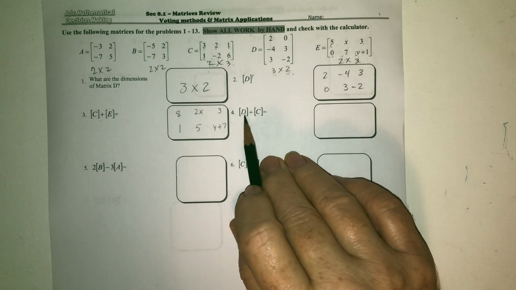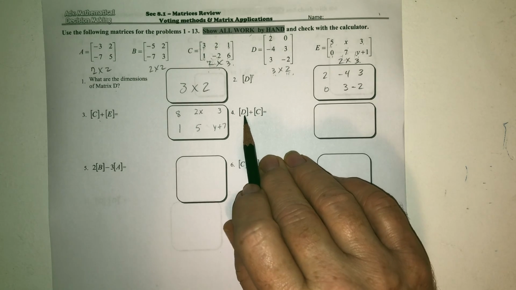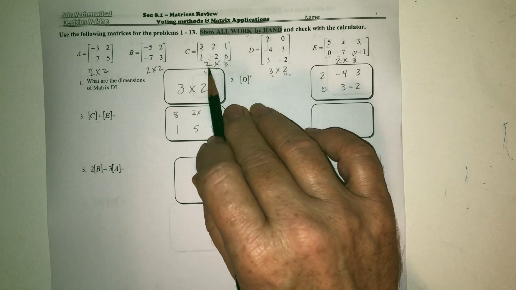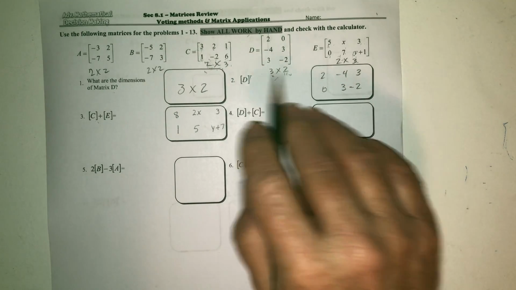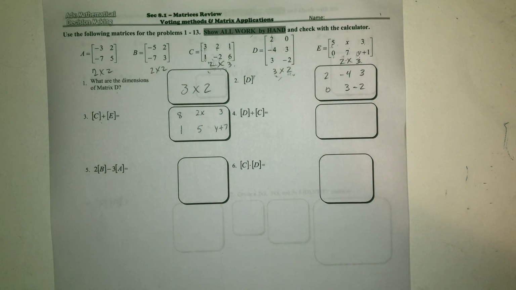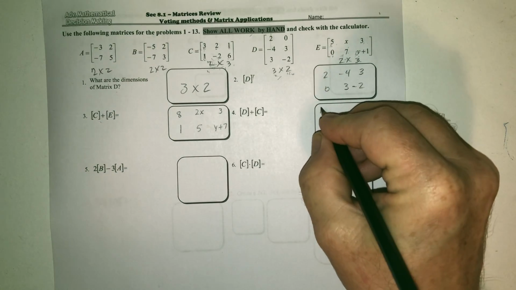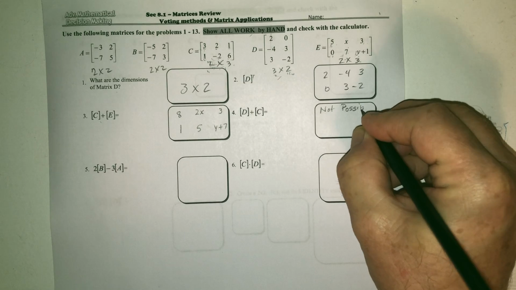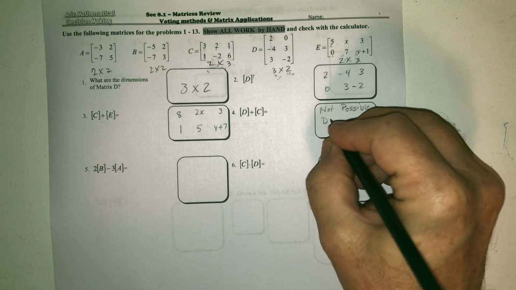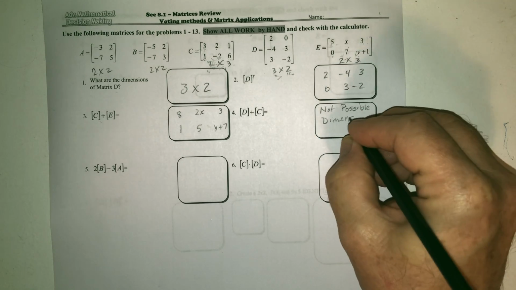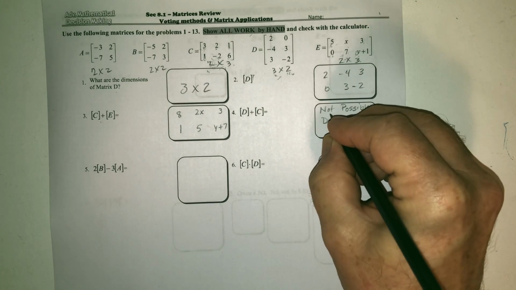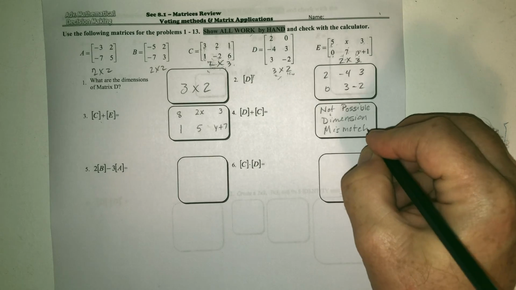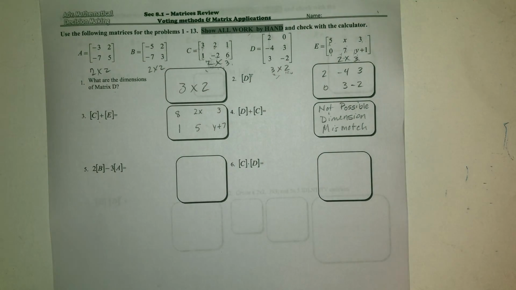All right, let's see if we can do number 4. Number 4 says to add D to C. Well, D is a 3 by 2. C is a 2 by 3. Those are not the same, so that is not possible. And you might want to say not possible, and the reason is that's a dimension mismatch. They have to have the same dimensions, which they do not.